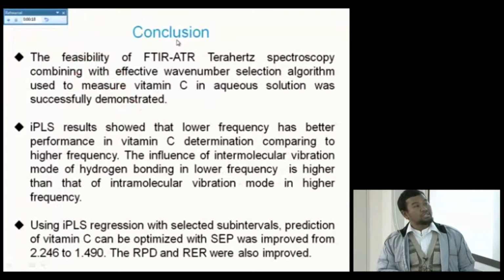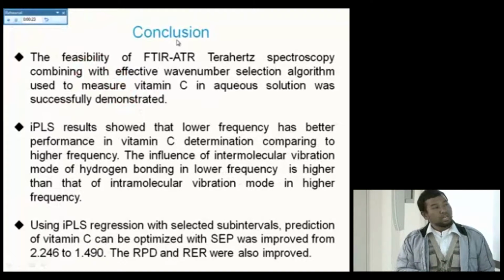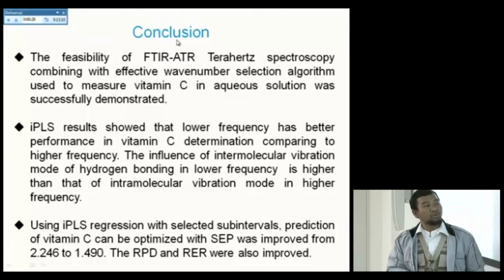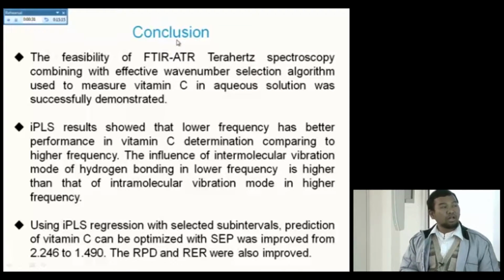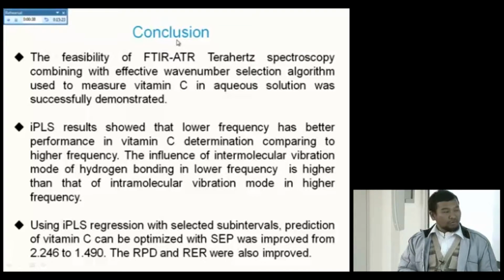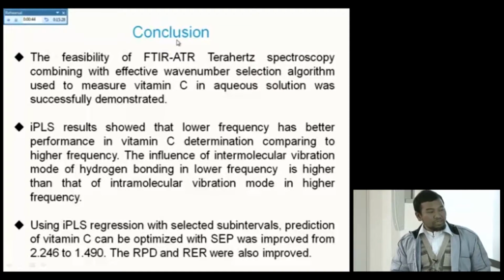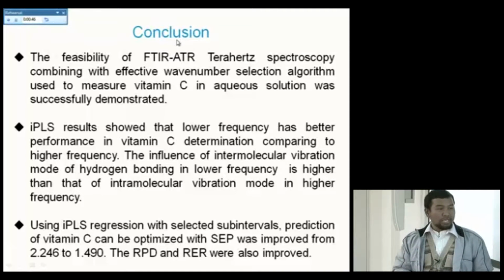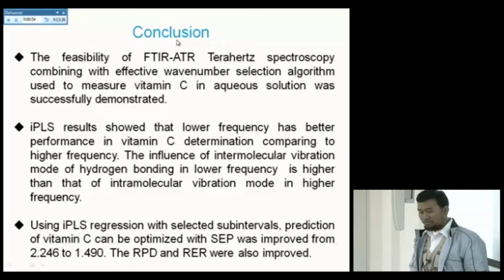And the IPLS results show that the lower frequency has better performance in vitamin C determination compared to higher frequency. So we can say that the influence of the intermolecular vibration mode of hydrogen bonding in lower frequency is higher than that of the intramolecular vibration mode in higher frequency. And finally, using the IPLS regression method with the selected subinterval, the prediction of vitamin C can be optimized, with SEP improved from this value to this value. And then the RPD and other values will also improve.